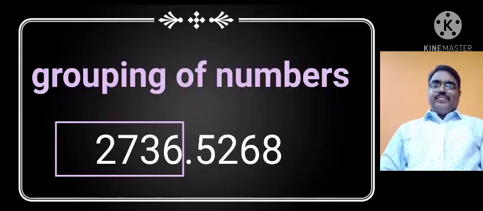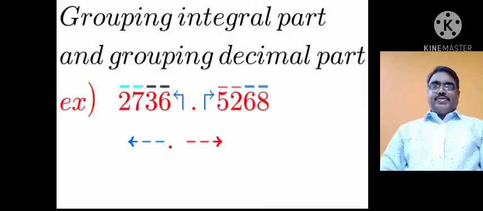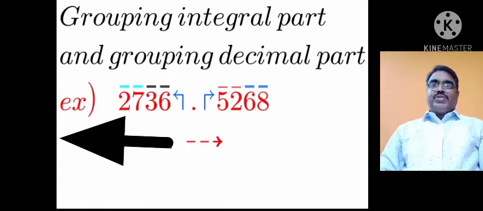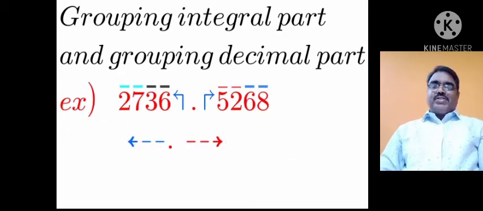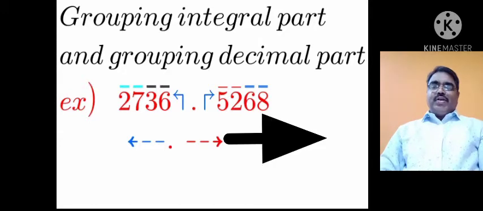Here, 2736.5268 is given. Before finding the square root of this number, we have to group the numbers. From the decimal point towards the left, there is an integer which is 2736. From the decimal point towards the right side, there is a decimal number which is 0.5268.